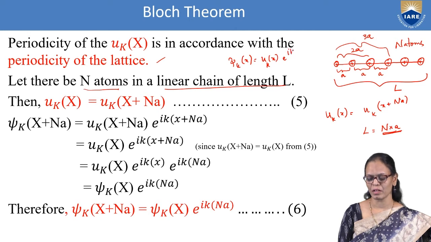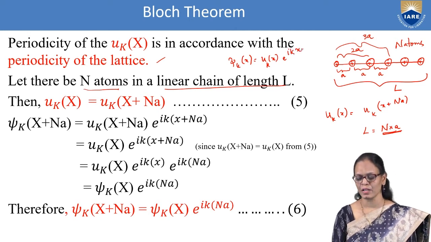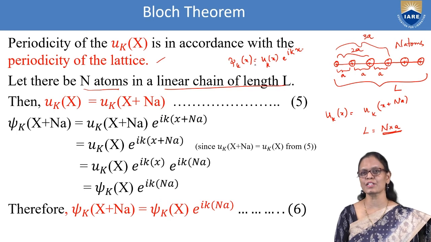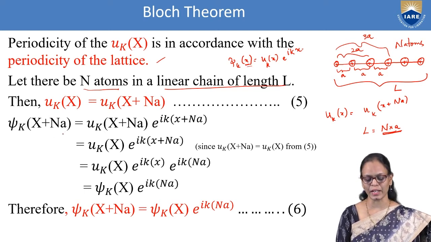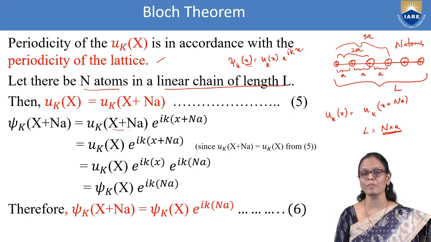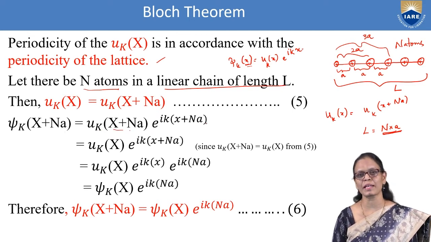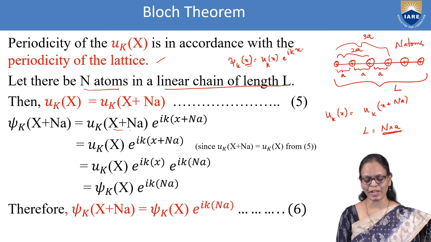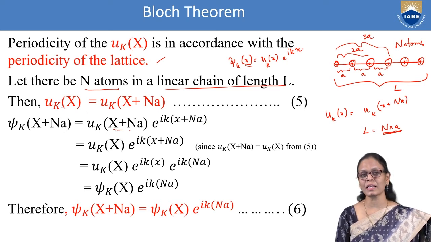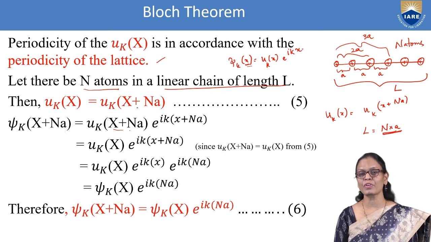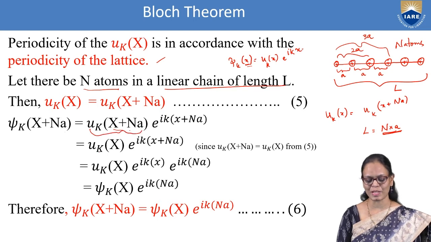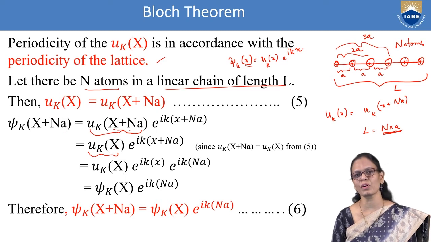e^(ikx). Okay, so this is what we have taken initially. Now we are replacing each x with x + Na. So psi_k(x + Na) will be equal to u_k(x + Na) and e^(ik(x + Na)). And now, what we have considered here is that the periodicity at x is the same even if you extend it to Na. So I can write u_k(x + Na) as u_k(x). This is from equation 5.